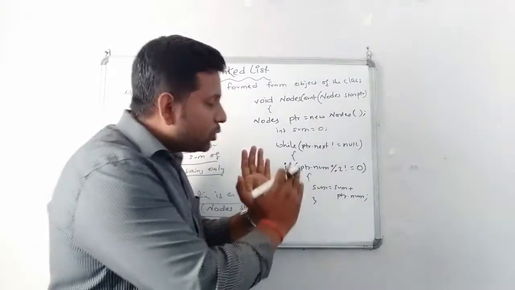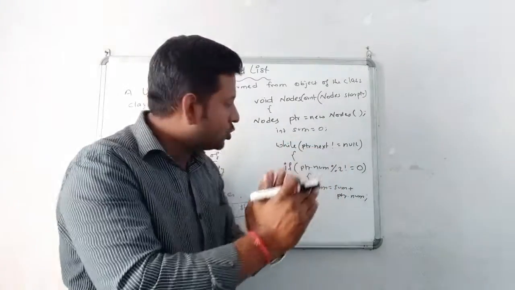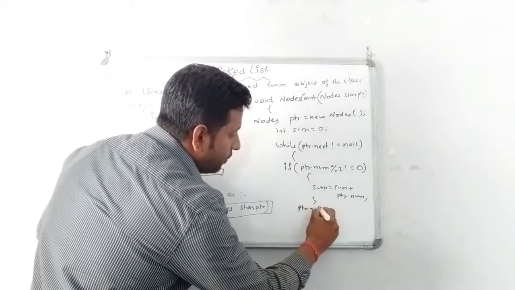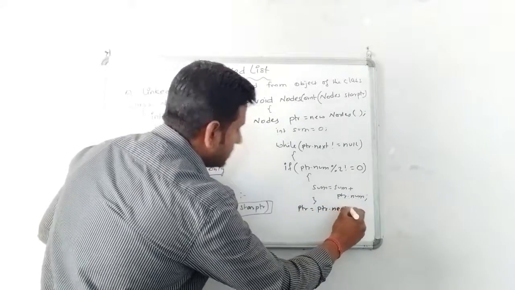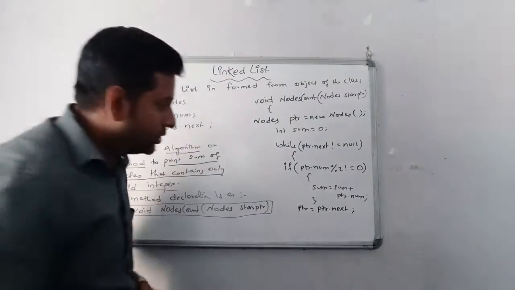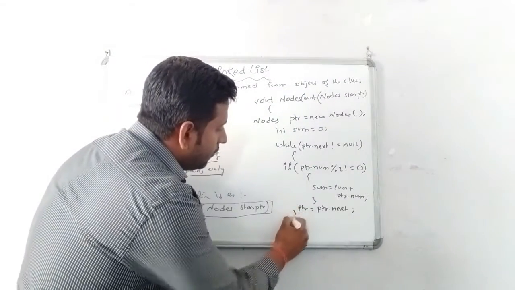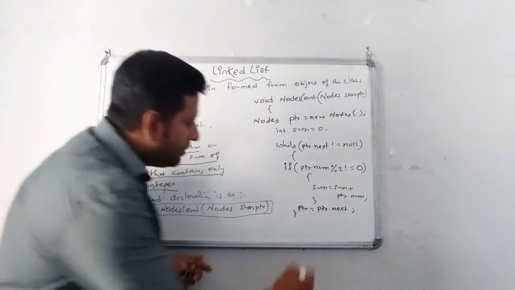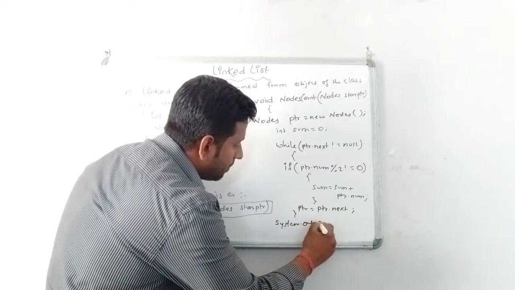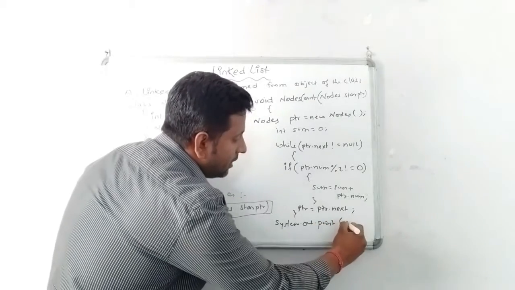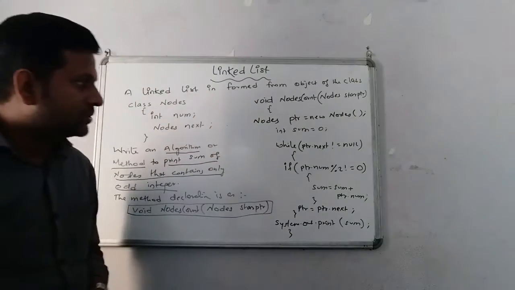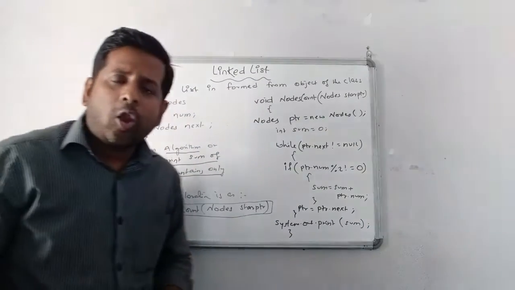Now we move to the next node. How will we move? ptr is equal to ptr dot next. We have a next part, so we move to the next node. We close the while loop and ultimately we display the sum and close the function. So this is the logic, children.